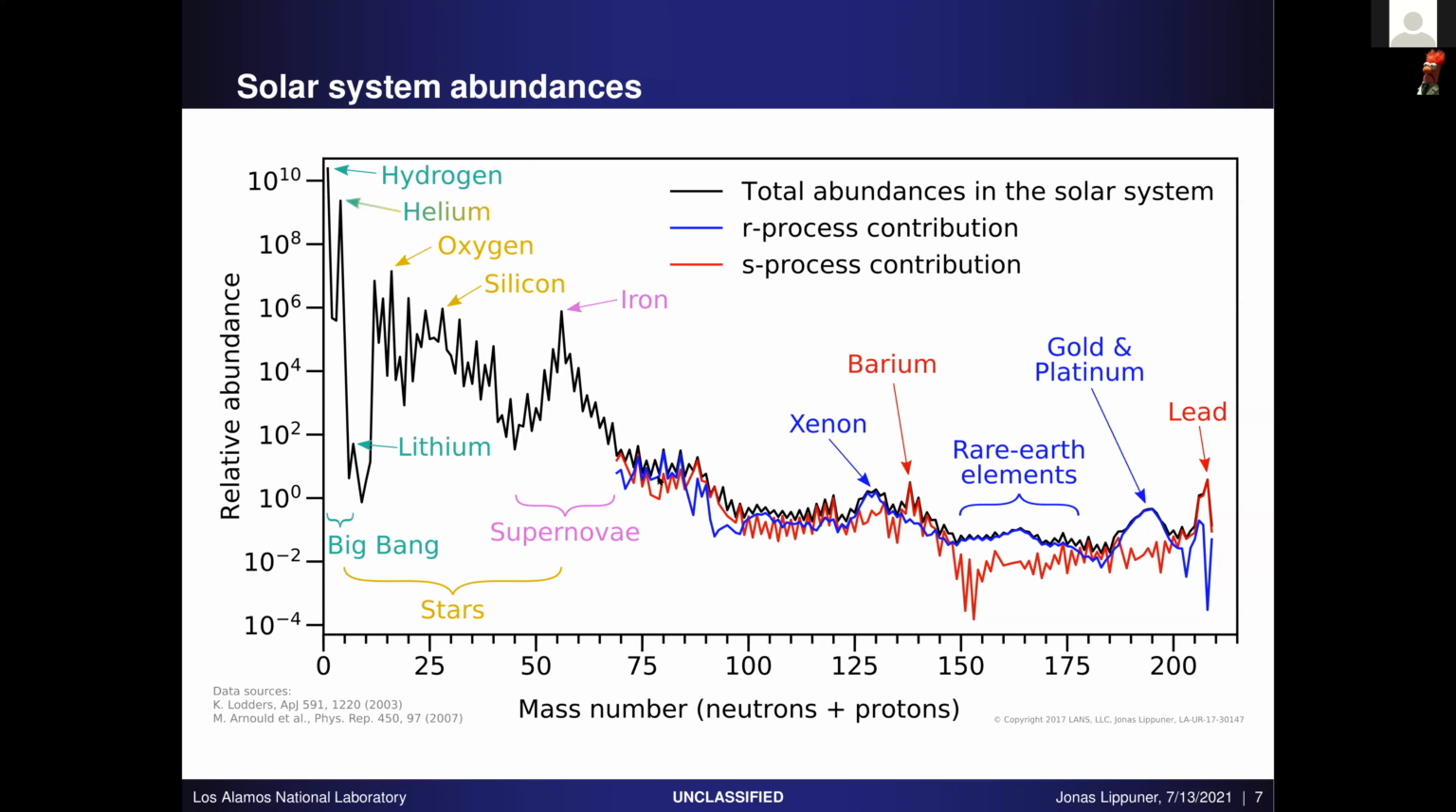But so yeah, this is basically how nature has filled in the heavy elements through a combination of the R and S process. And now for the rest, I'm mainly going to focus on the R process, because that's the one that's intimately connected to neutron star mergers.